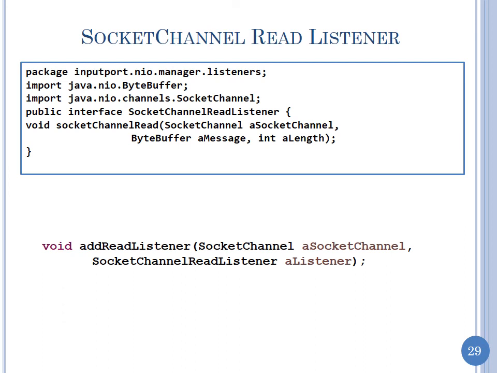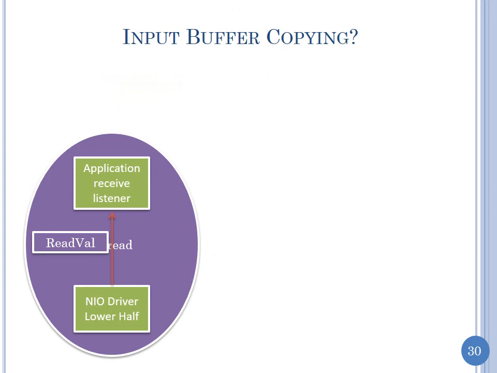Now, our add read listener call is not giving any buffer as an argument, and it gets back a buffer. It's not giving a buffer as an argument for efficiency reasons, and that's what we're going to get into next. So let's assume that it's not giving an input buffer and see a secondary issue that arises here.